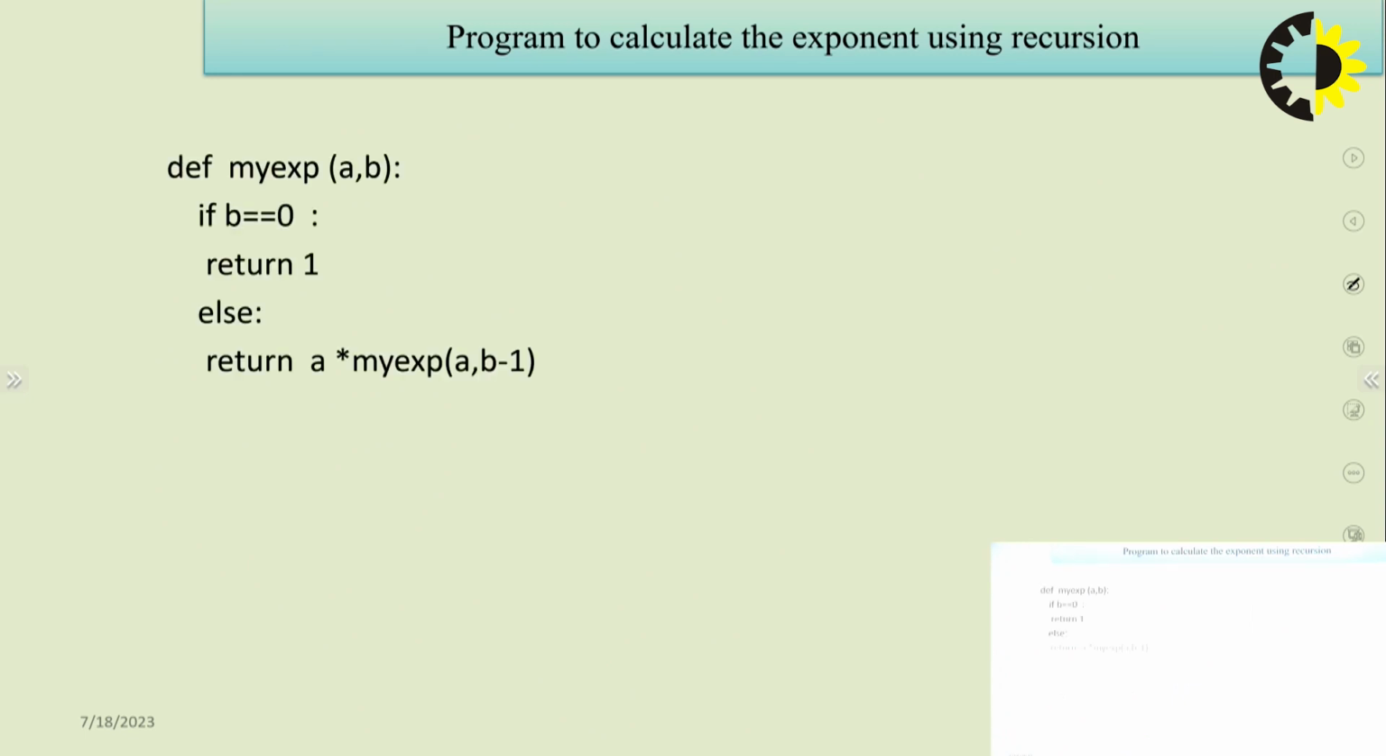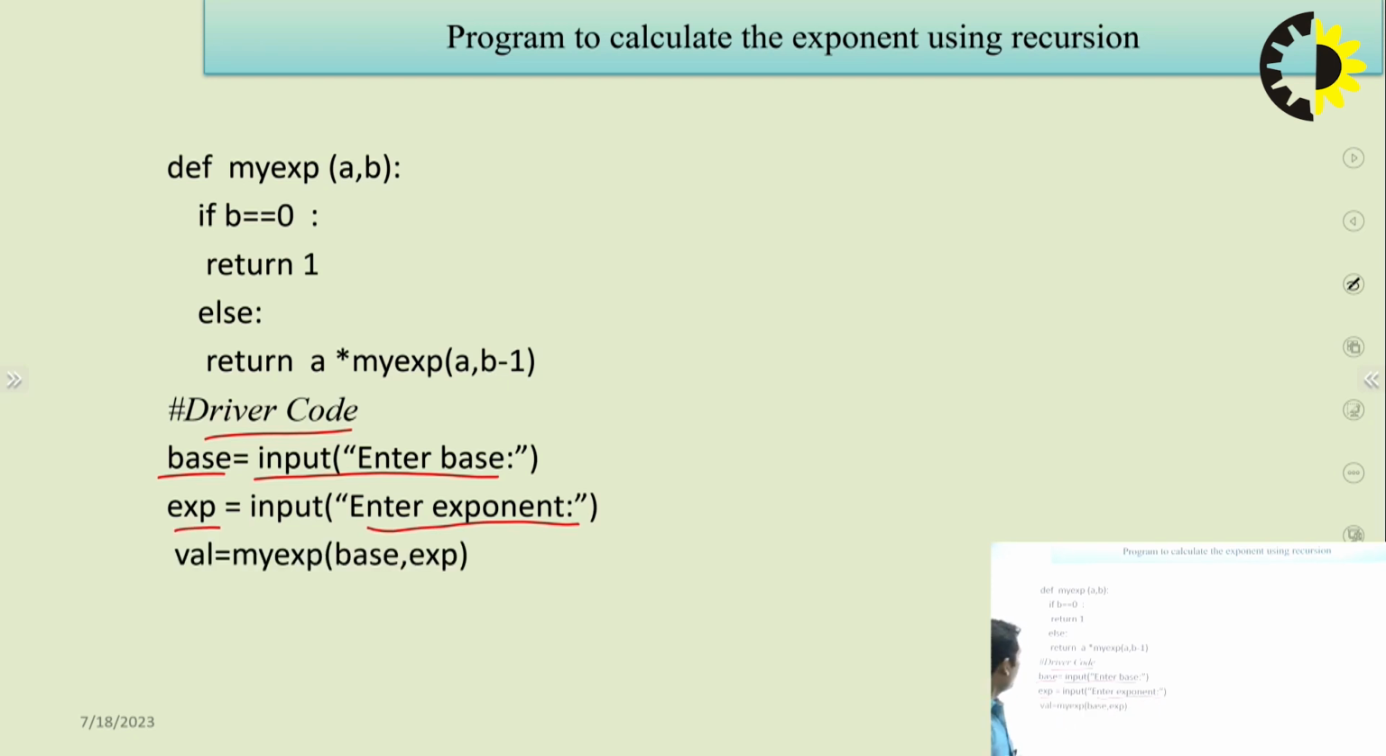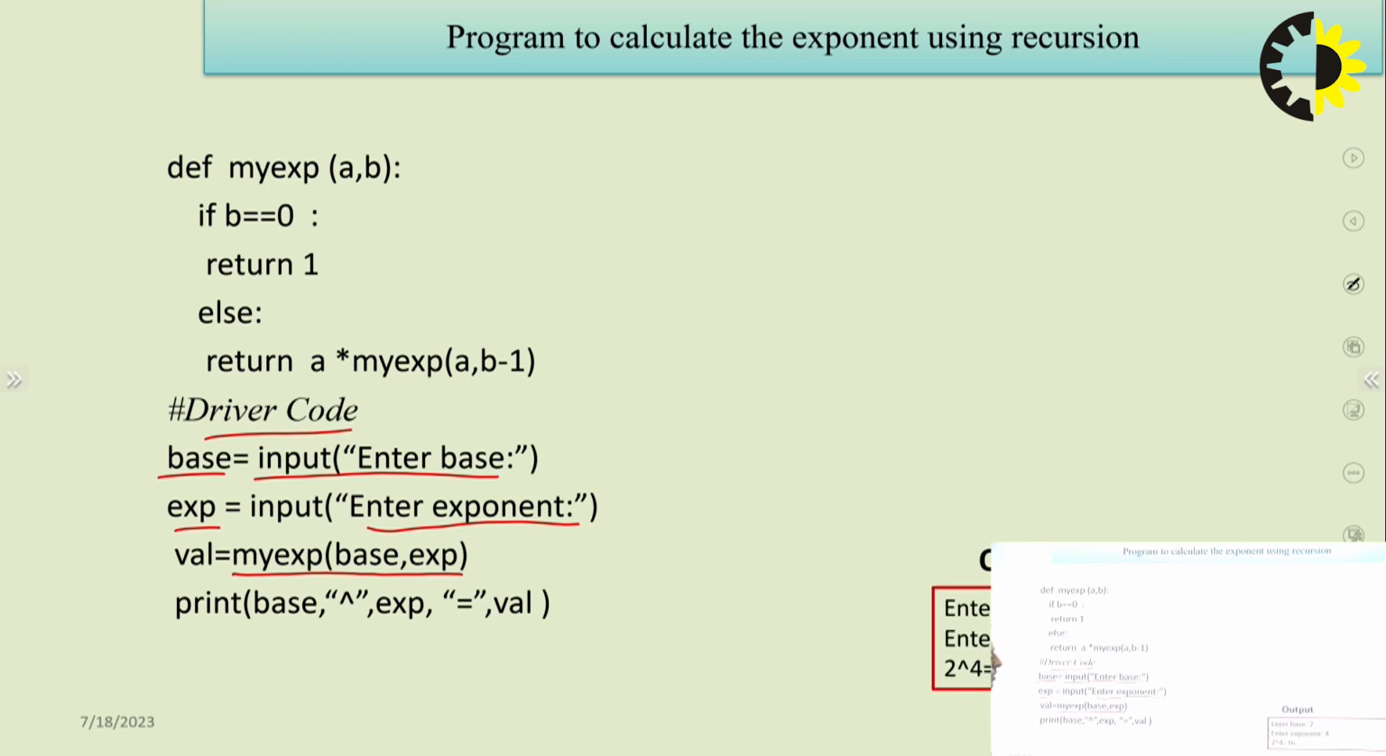Now the same thing, the complete program. Now the driver code: with the driver code we receive the parameters from the user and save them into base, input, enter the base, enter the exponent, in the exp parameter, and now we are calling the function myexp with base and exp. We run the code and this is an instance of this particular program.